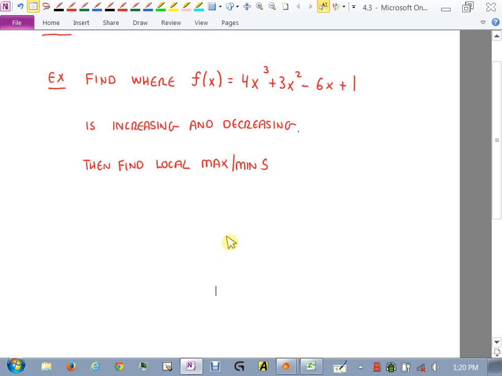All right, so you ready to do this? The place where it's increasing is wherever the derivative is positive, right? It's decreasing wherever the derivative is negative. So of course we're going to need a derivative. So we take the derivative. And this derivative, you really like this derivative, right?